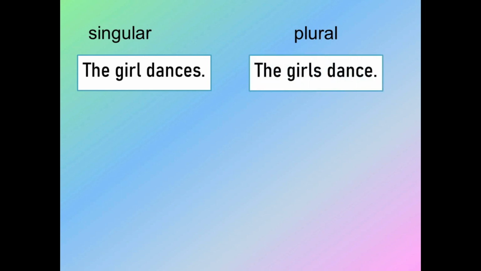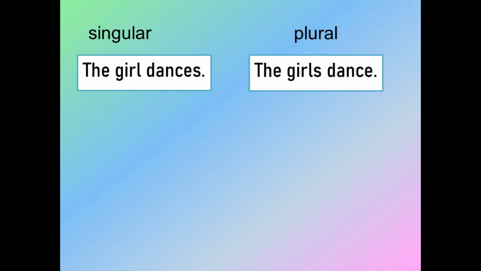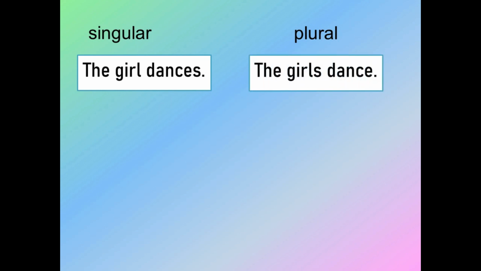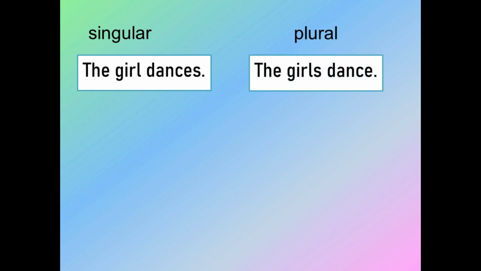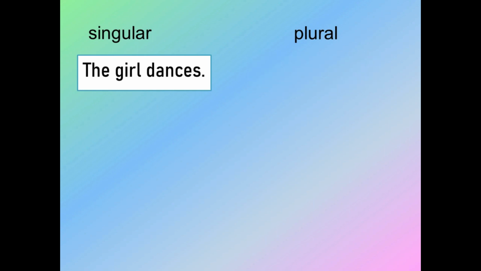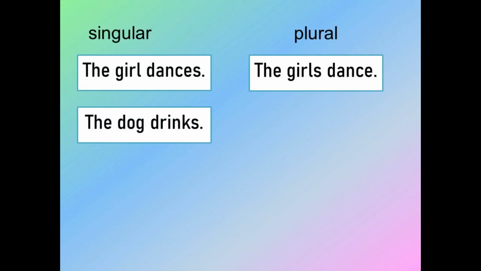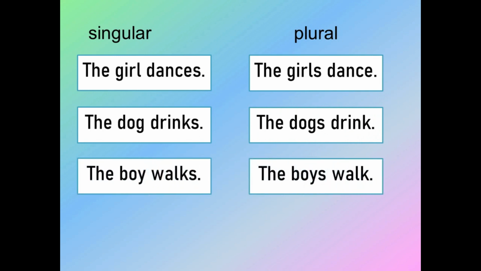When we add S to the subject girl, it becomes girls. Girls as a subject there is plural. Therefore, we will use dance with no S as the verb. The dog drinks. We have the subject dog and the verb drinks. For the plural, the dogs drink.